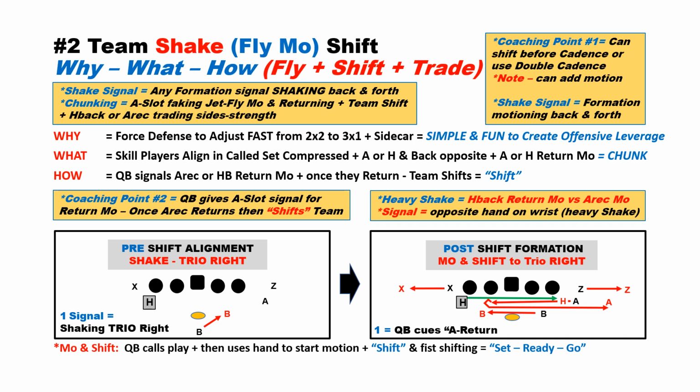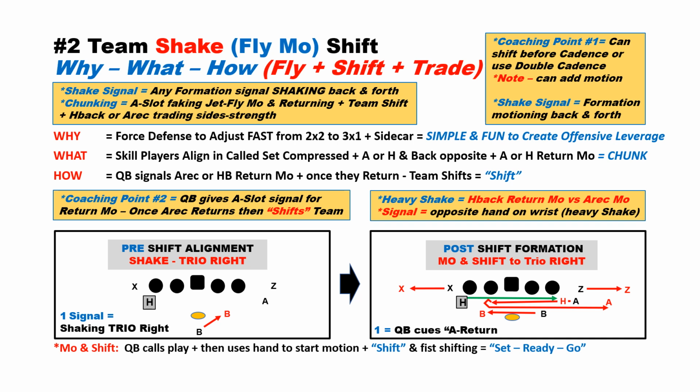We can build off of our scatter shift by going number two to what we call a team shake shift. All we're going to do is add fly motion by that slot or A receiver, and that acts as the trigger for the team scatter. So you can see in the bottom left, we're using our trio right, and now it's called a shake. The signal is again going to be that trio right directional hand signal, but now we'll just shake it side by side, not going across the face.